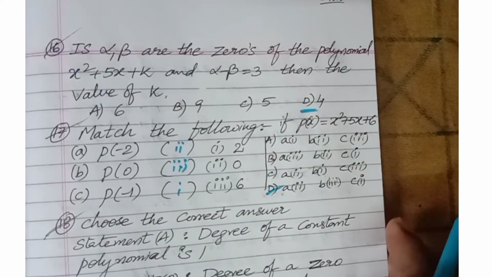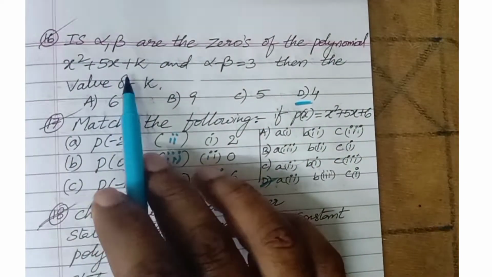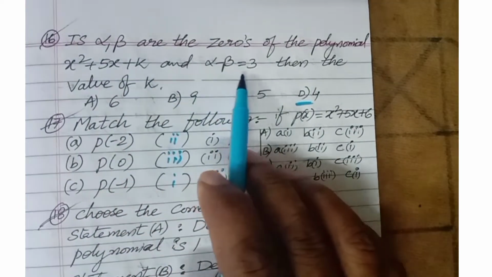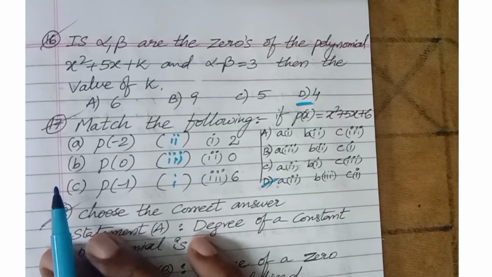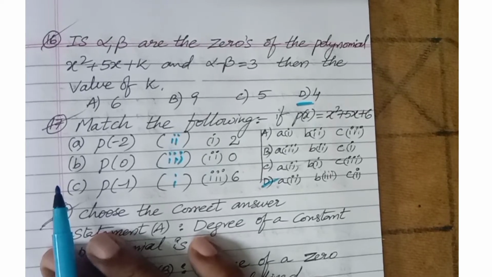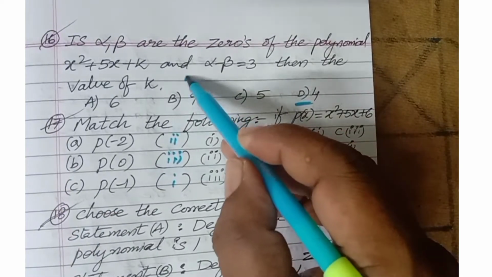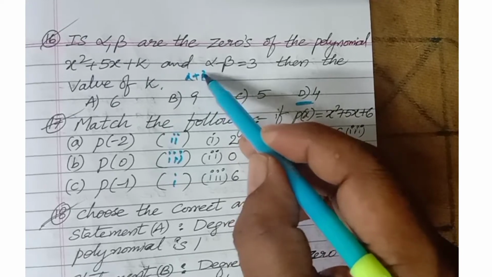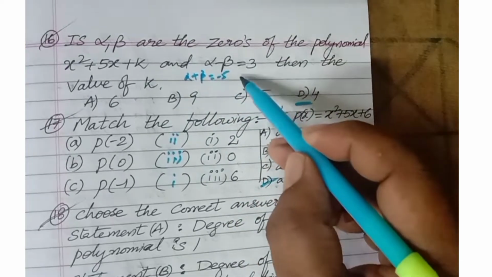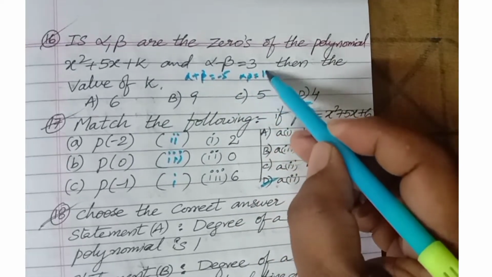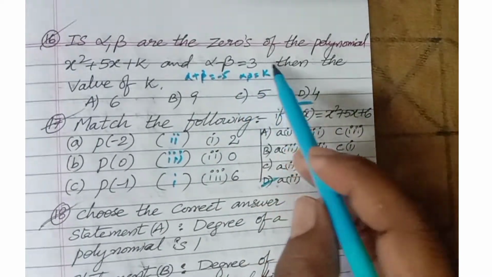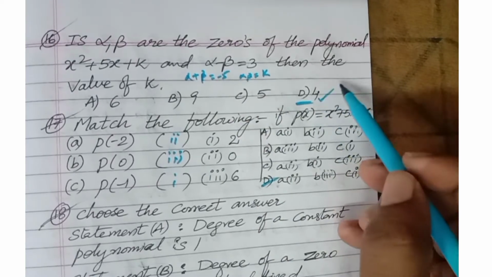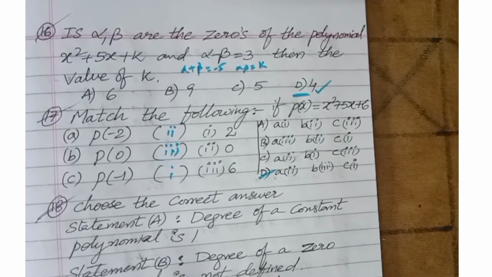Next one, if alpha, beta are the zeros of the polynomial x square plus 5x plus k and alpha minus beta is equal to 3, then find the value of k. This is one type of problem. Alpha plus beta is minus 5. Alpha beta is equal to k. Alpha minus beta is given as 3. If you solve this, you get k value 4.